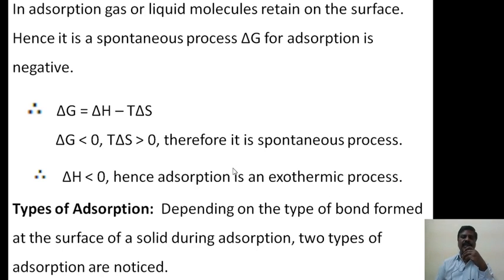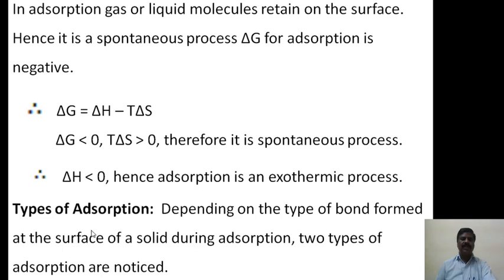We say delta G should indicate a spontaneous process, and if delta H is negative or less than 0, hence this adsorption phenomenon is an exothermic process in which heat energy is liberated.